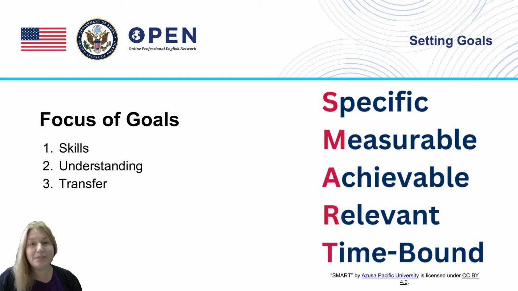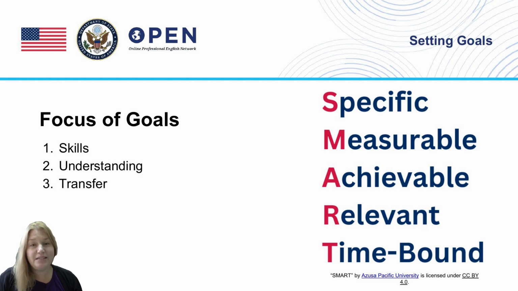Once you have your big or ultimate goal, it's time to set some specific or measurable goals. In this stage, you might look at standards that your school or the national education system have set for your students to help you choose or write goals. Goals should be specific, measurable, achievable, relevant, and time-bound. SMART.